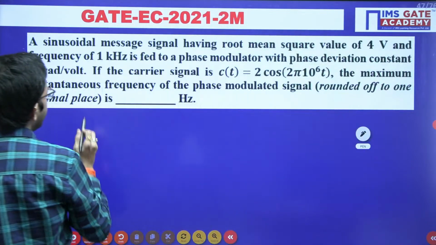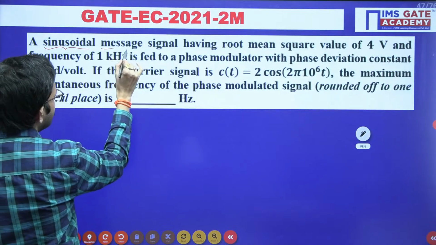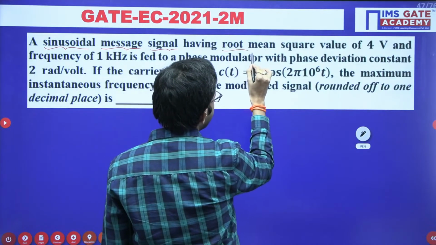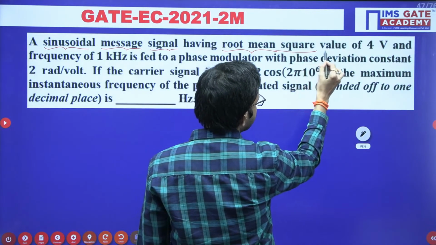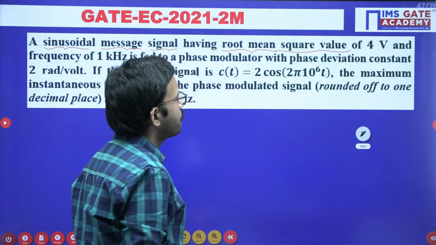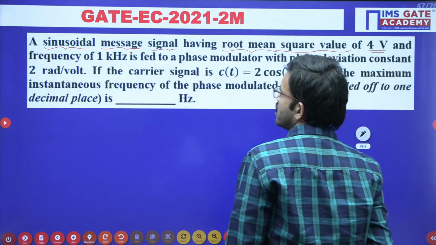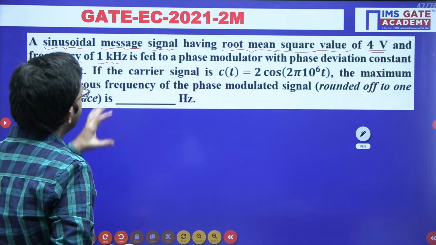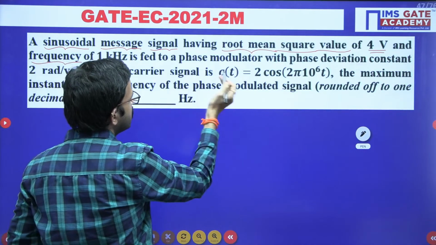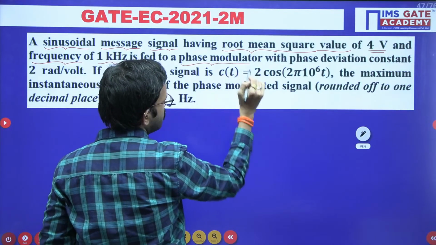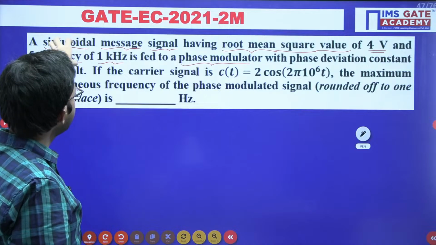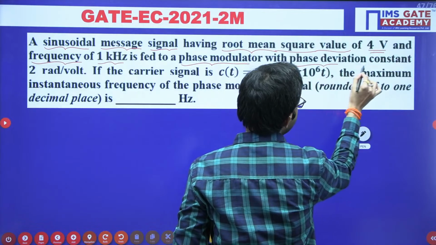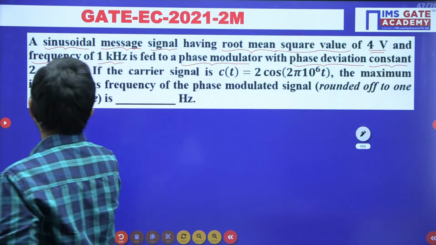So in this question, they have given that you have a sinusoidal message signal. Regarding that, they have given the corresponding root mean square value, RMS value, as 4 volts. And the frequency of the message signal they have given is 1 kilohertz. This particular message signal is given as the input for the phase modulator circuit, and this phase modulator has a phase deviation constant of 2 radian per volt.